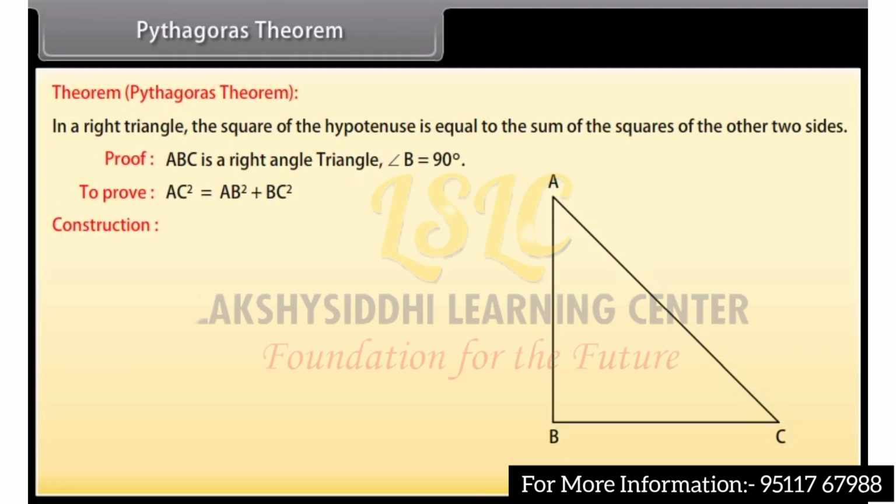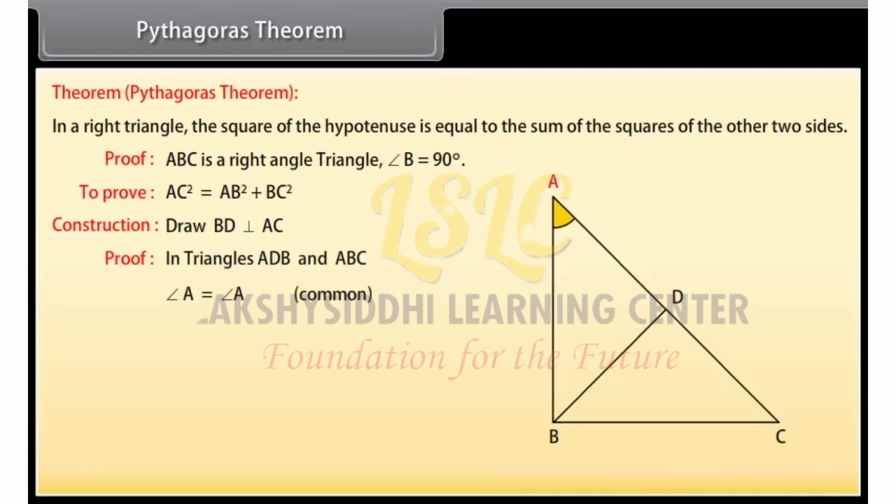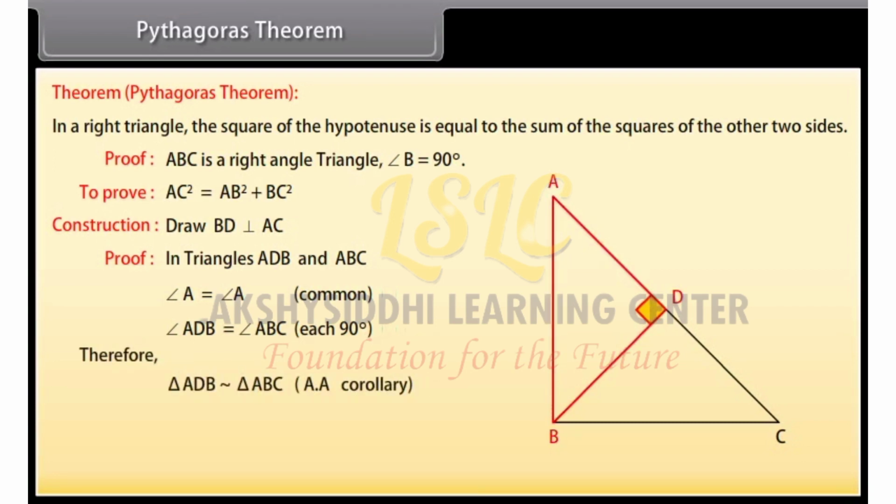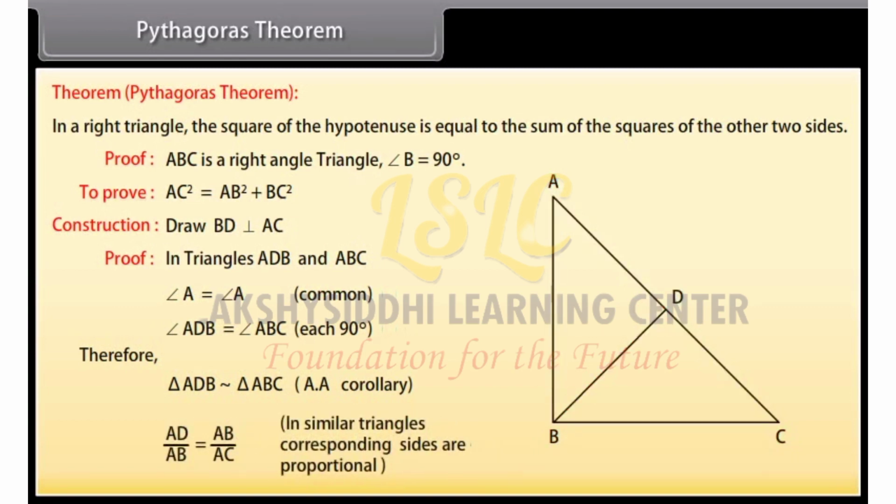Construction. Draw BD perpendicular to AC. Proof. In triangles ADB and ABC, angle A is equal to angle A, common. Angle ADB is equal to angle ABC, each 90 degrees. Therefore, by AA corollary, triangle ADB is similar to triangle ABC, which implies that AD upon AB equals AB upon AC, because in similar triangles, corresponding sides are proportional.